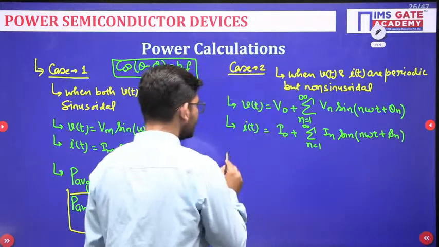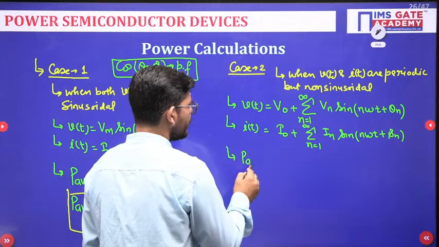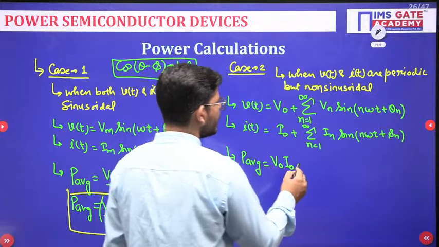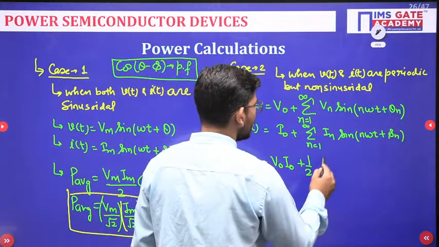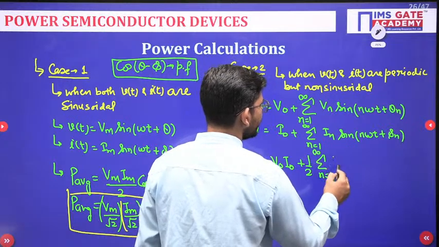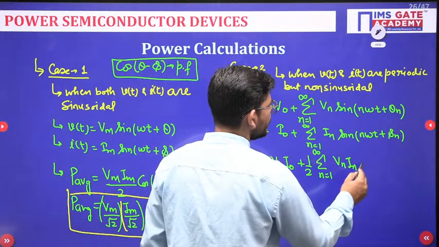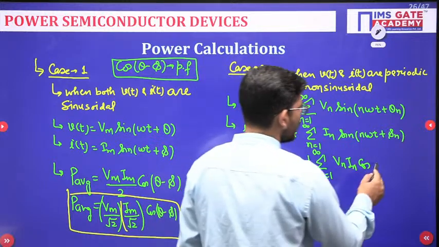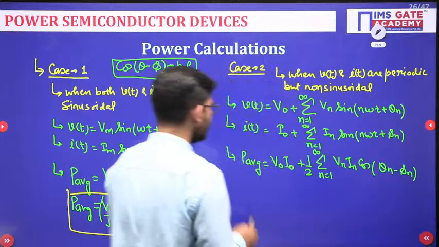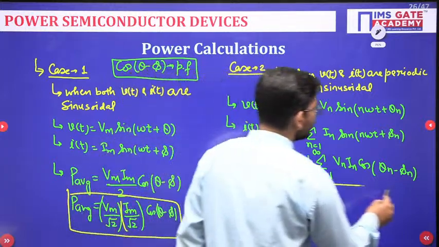Then what will be the average power? The average power will be V0 I0 plus half summation n equals 1 to infinity Vn In cos of theta n minus phi n. This is going to be the formula.